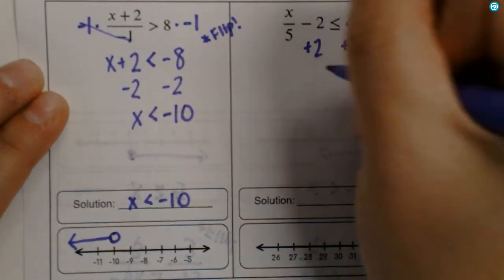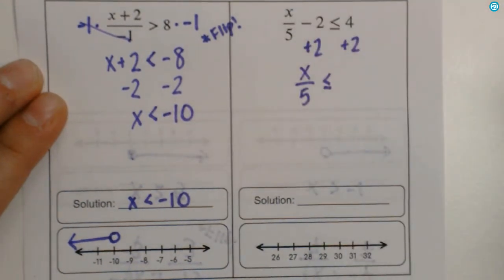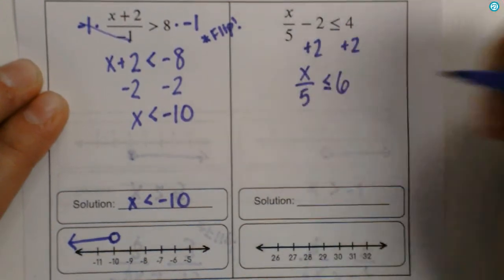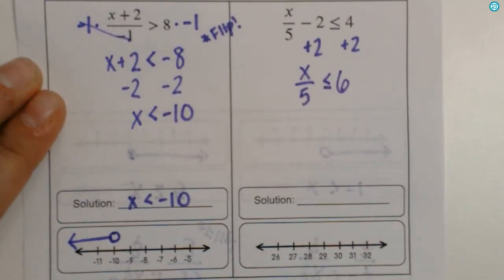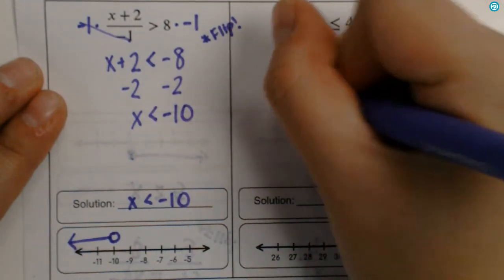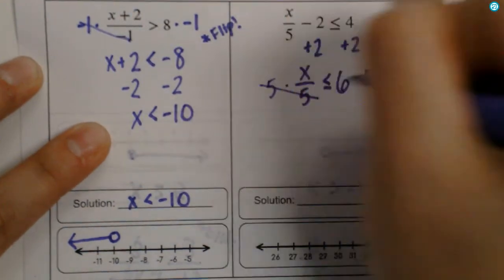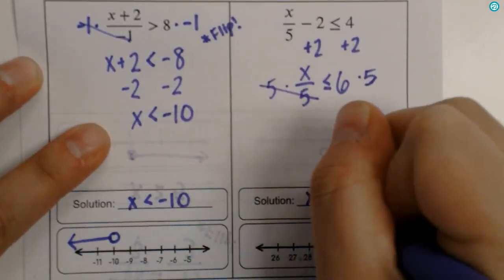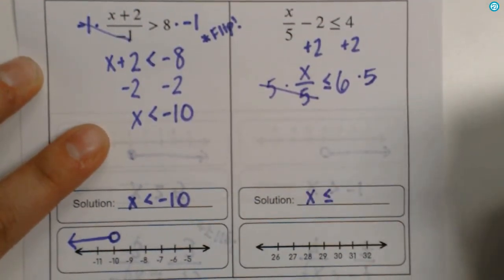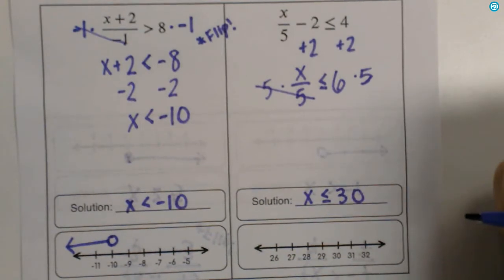On the left side, that leaves me x over 5. It's less than or equal to, because all I did was add 2, so I didn't divide by a negative. 4 plus 2 is 6. And then to get x by itself, I'm going to multiply both sides by 5. I get x is less than or equal to. I don't need to flip my sign because I didn't multiply or divide by a negative. 6 times 5 is 30. x is less than or equal to 30.